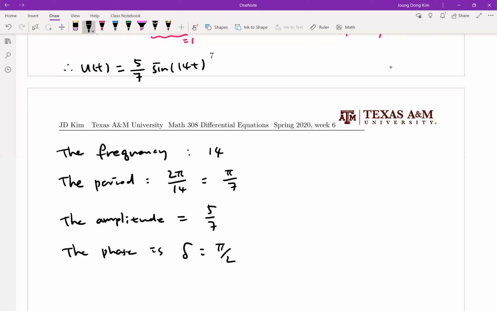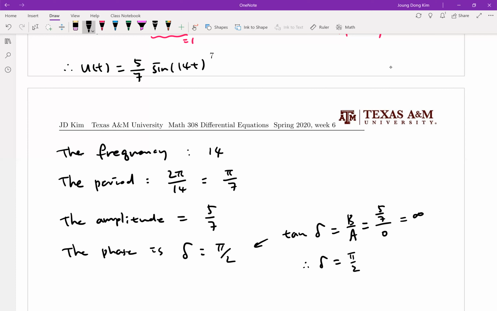How can you get this one? Because tangent delta must be equal to B over A, and your B is 5 over 7 over 0. But let me come back. This motion starts from stretching out, which means your y value is positive at t equals 0. So your angle delta must be in the positive y direction, which is pi over 2. That's why your delta is pi over 2, the positive direction.